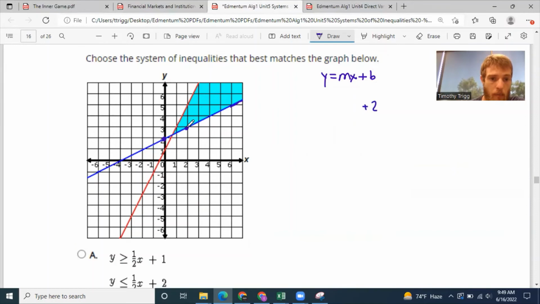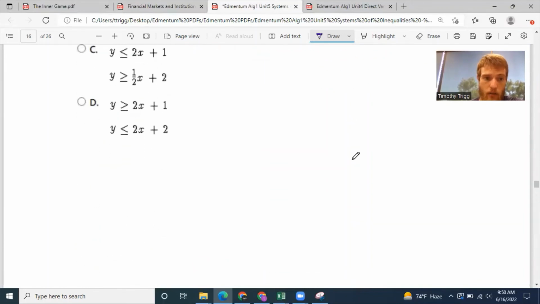Looking at the slope, I can go from this y-intercept to the next point that's on the grid lines. Notice it's rise 1, run 2. So 1/2 x. And is it shaded above or below the blue line? Well, it's shaded above, so I know it's going to be greater than. And since it's a solid line, I know it's going to be greater than or equal to. So this is the equation for the blue line. See if you can find the equation for the red line, and that should give you your answer.